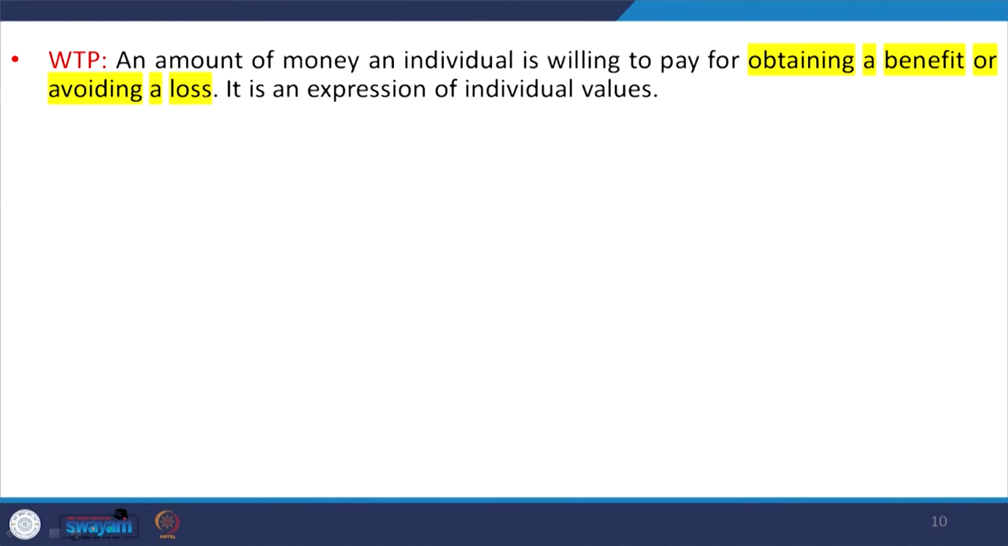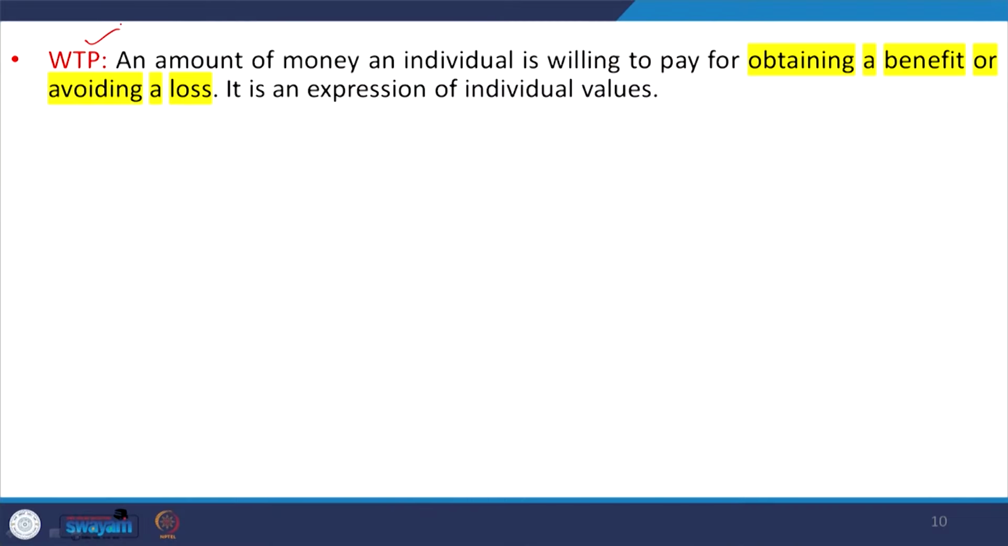And as you understand, we have already defined what is willingness to pay. Systematically, you can say that it is the amount of money an individual is willing to pay for obtaining a benefit or even to avoid a particular loss. So, this is termed the willingness to pay. Again, this willingness to pay can differ from person to person based on individual values, that is, how a particular person values the benefit or values the loss that he wants to avoid.